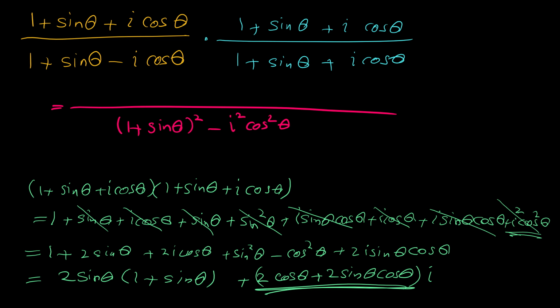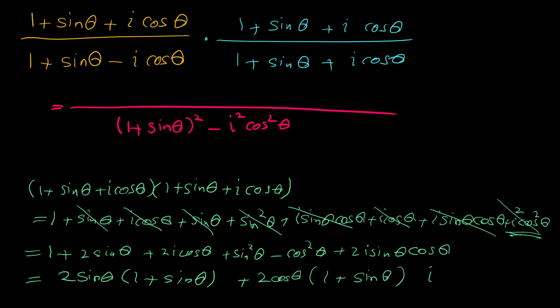Now look at this bracket. We can factor a 2 cosine theta from these two terms. So we can write this in the form of 2 cosine theta times (1 plus sine theta). So we factor 2 cosine theta from these two terms, and when we factor 2 cosine theta, we have 1 plus sine theta.